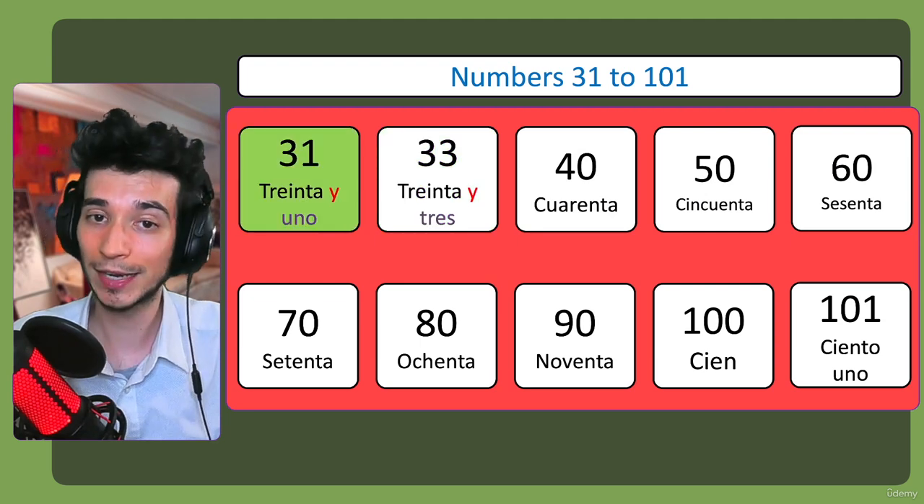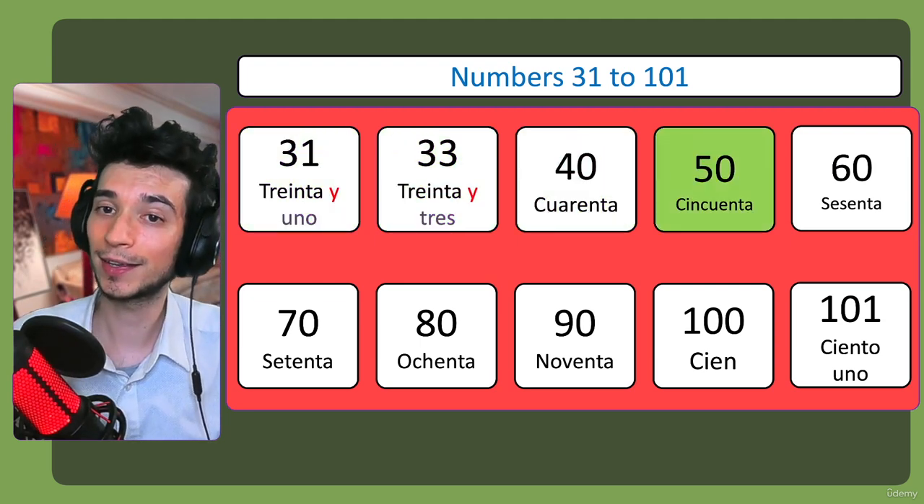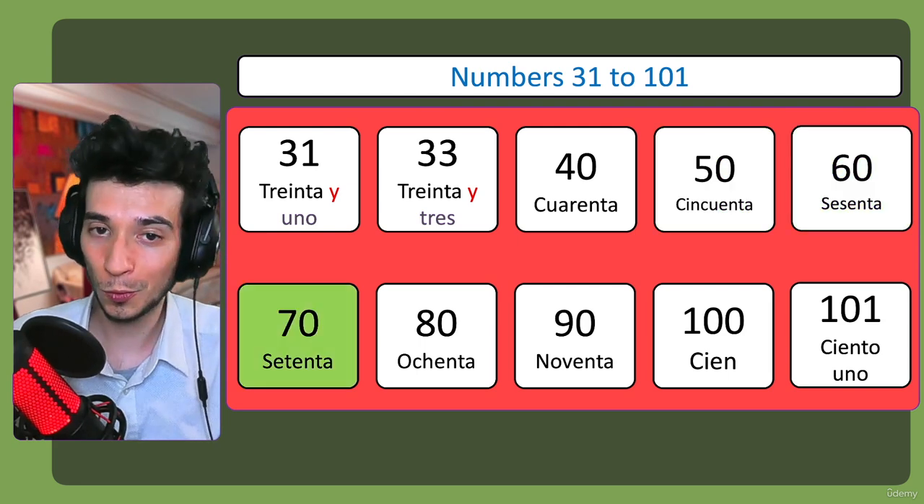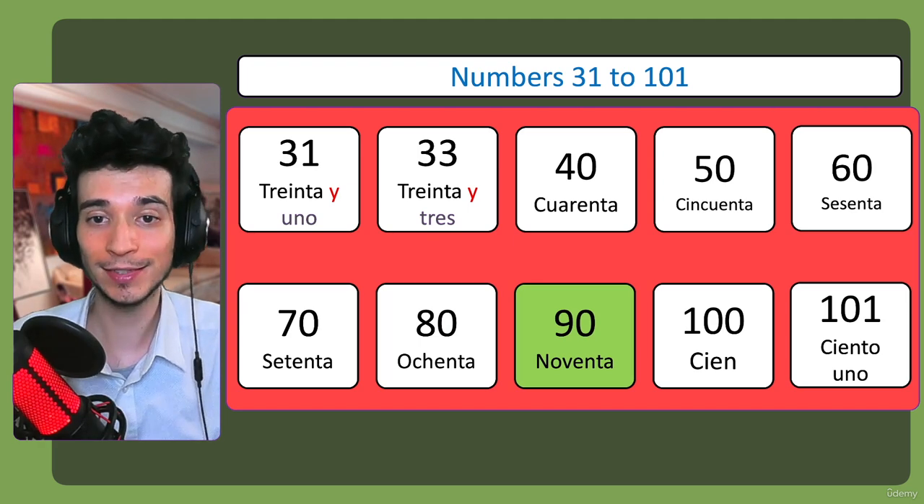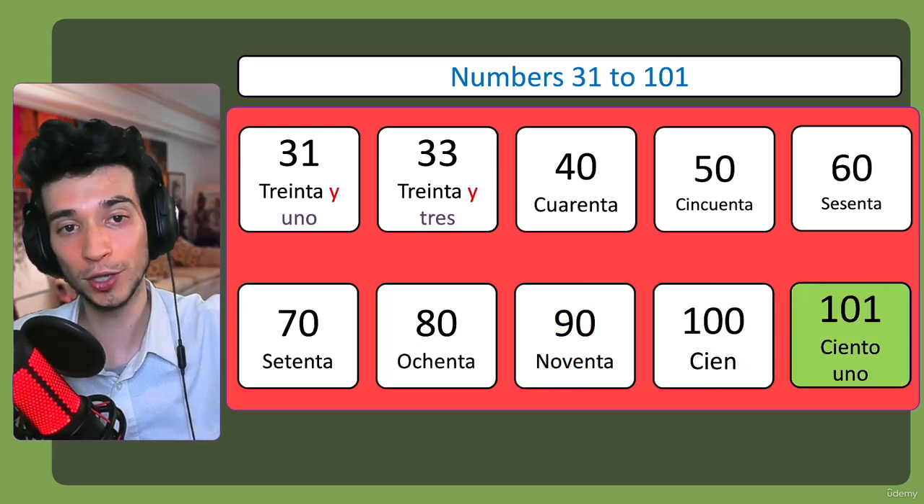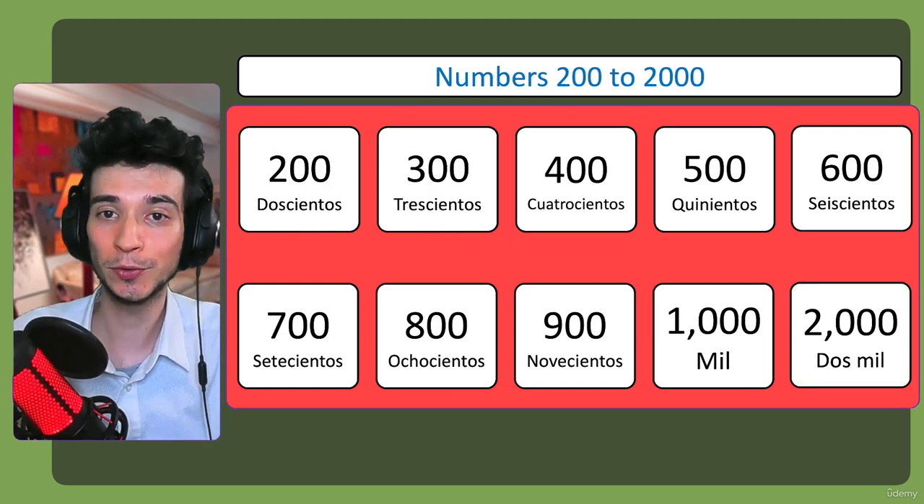31, 33, 40, 50, 60, 70, 80, 90, 100, 101, and from there you just keep on going. 102, 103, 104. And the next ones now is 200 to 2000.